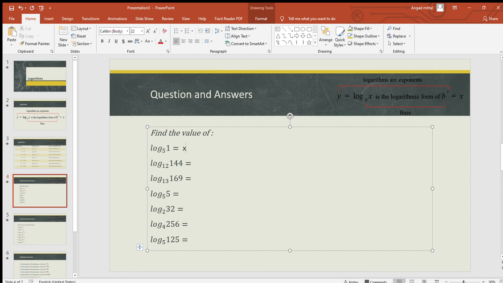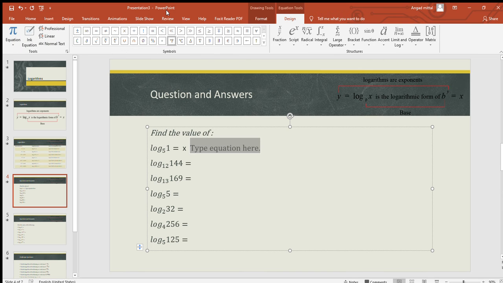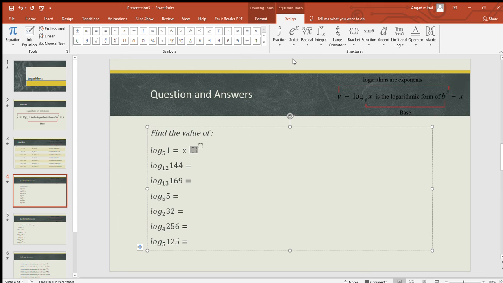Now you need to convert it into an exponential form. We know that the base is 5, so we take the base as 5. And we know the RHS of the equation is x, so x is the value of the power. And as you know, 1 is the product of 5 raised to the power x. So the exponential form is 5 raised to the power x is equal to 1.